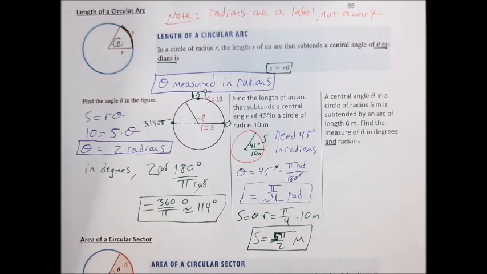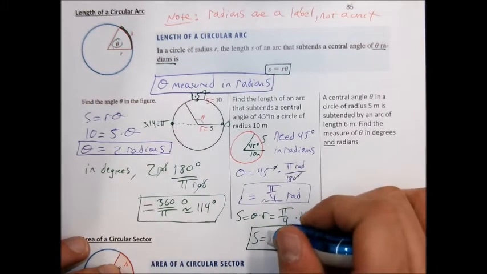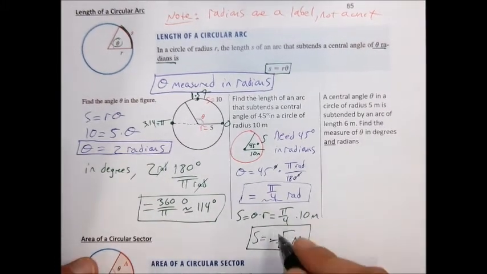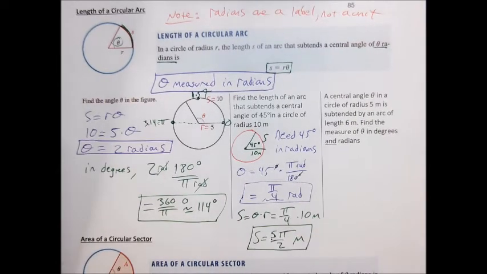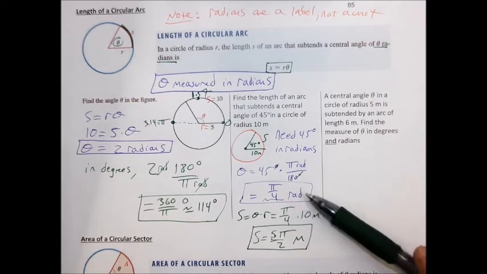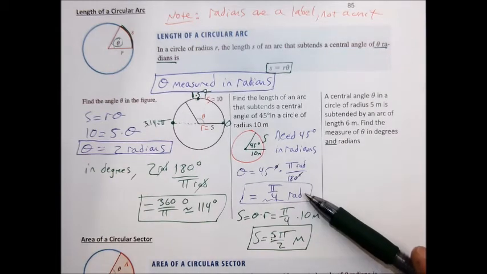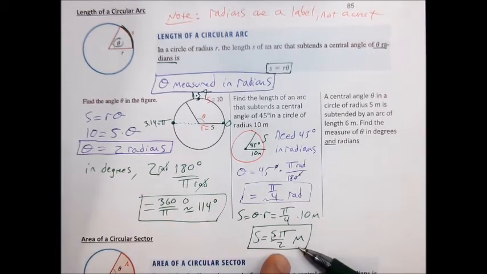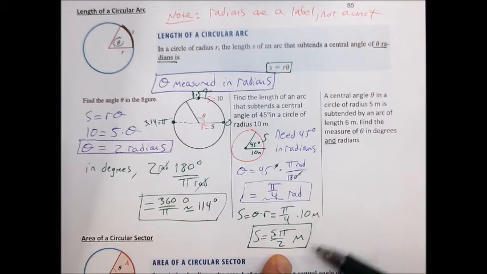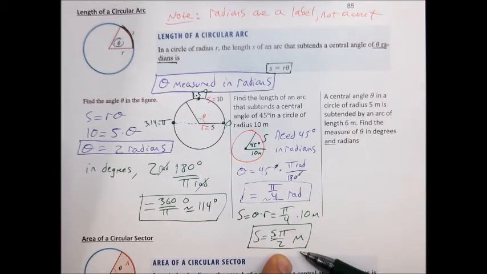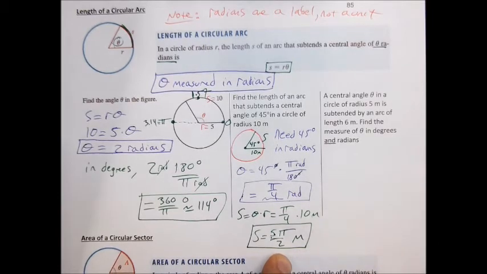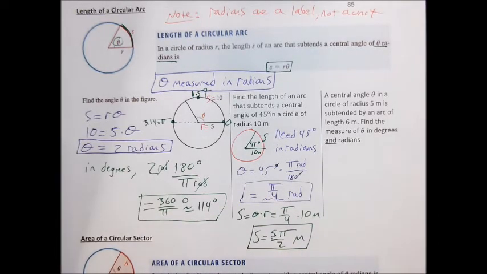This is what I meant before about radians not really being a unit. They're kind of just a label, it turns out. So even though pi over 4 had the unit radians, it was just a label. And the label we use on this one is meters, because meters is what 10 was measured in. So we don't actually include the radian value on that. Questions?